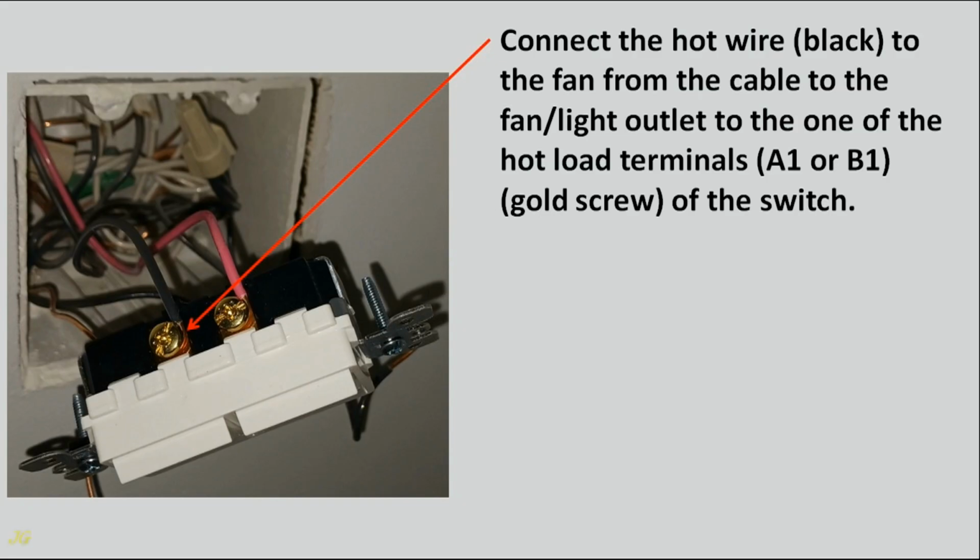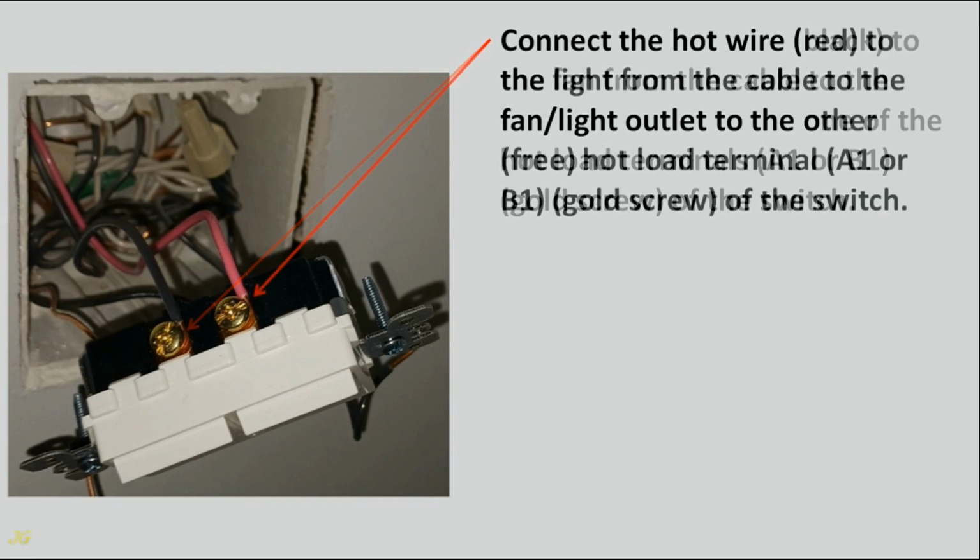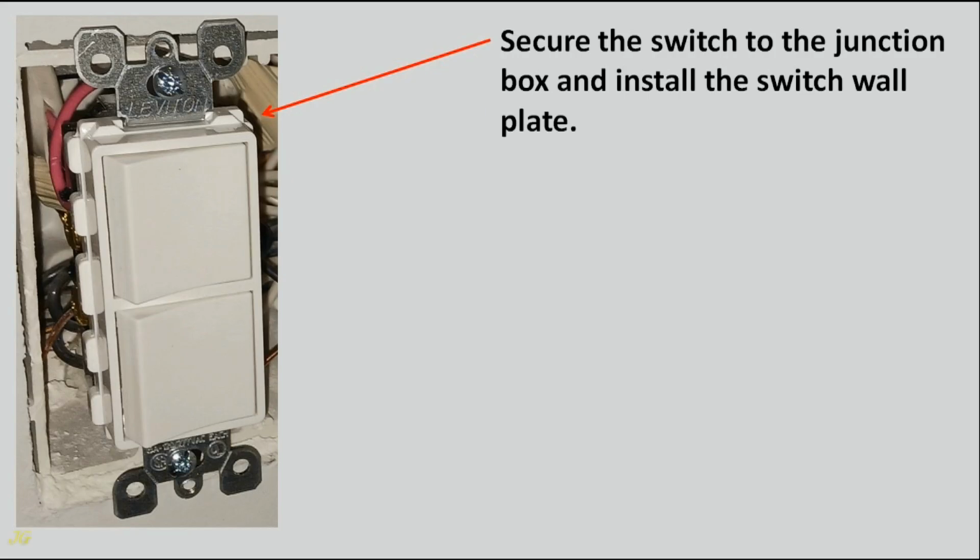Connect the hot wire, black, to the fan from the cable to the fan, light outlet to one of the hot load terminals, A1 or B1, gold screw, of the switch. Connect the hot wire, red, to the light from the cable to the fan, light outlet to the other, free, hot load terminal, A1 or B1, gold screw, of the switch. Secure the switch to the junction box and install the switch wall plate.